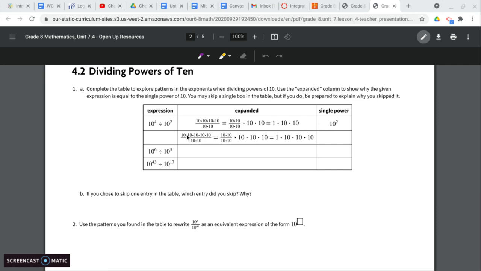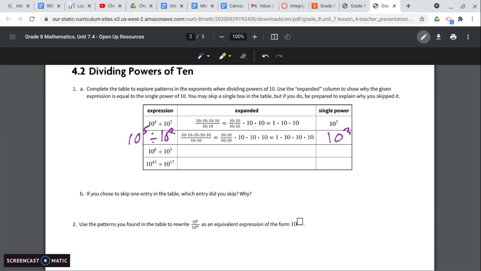So here we have 1, 2, 3, 4, 5. So we have 10 to the 5th divided by 10 to the 2nd, because there's 2 in the denominator. We pair up the two tens that match, and then we have 3 left over. So our single power is 10 to the 3rd.